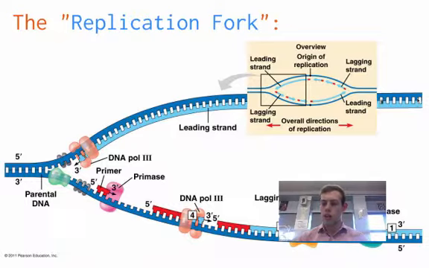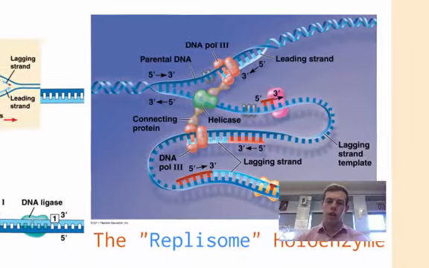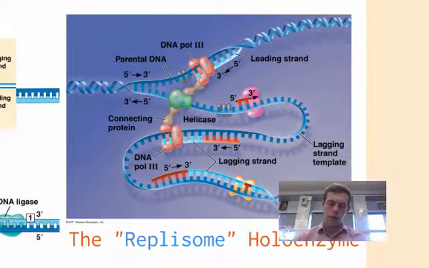So on one side you get your leading strand, and this one's just chugging along, going down the tracks, adding new bases. Then on the other side you have your lagging strand. Again, you have your primase adding these RNA primers. You have DNA polymerase adding in, making Okazaki fragments, and then you're sealing it up with DNA polymerase 1 and DNA ligase.